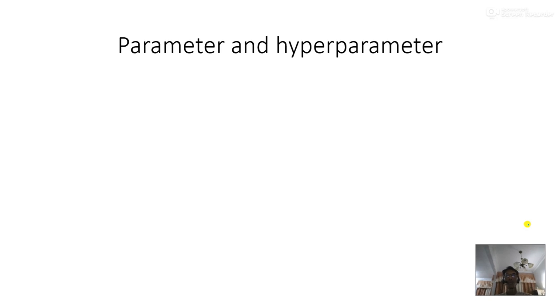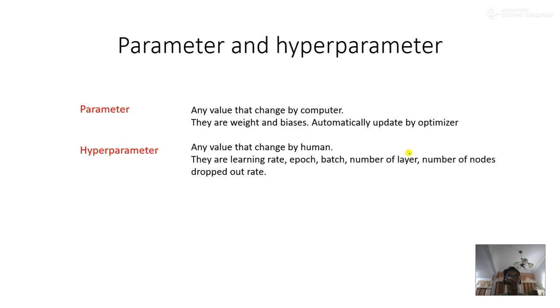Parameter and hyperparameter. A parameter is any value that is changed by the computer. These are weight and bias, and these two are called parameters. A hyperparameter, on the other hand, is any value that is changed by a human. Weight and bias are normally changed by the optimizer. According to the learning rate, the weight and bias are changed automatically. So this is called a parameter.